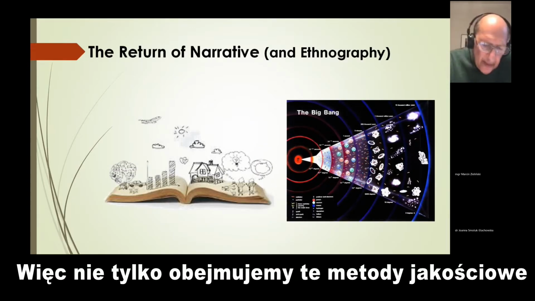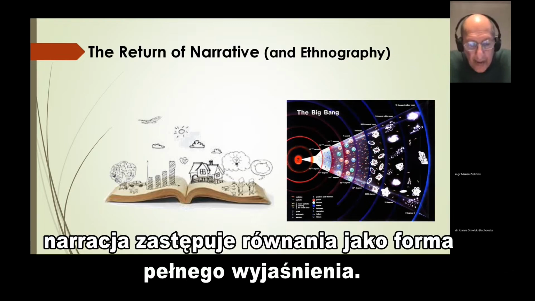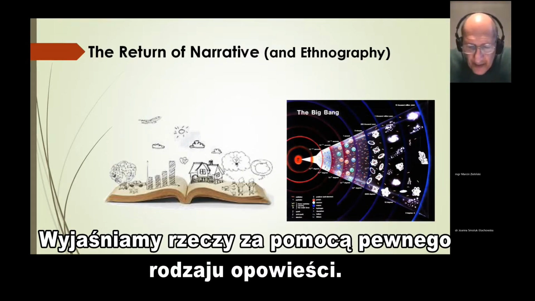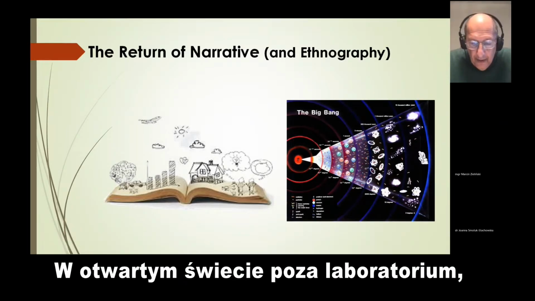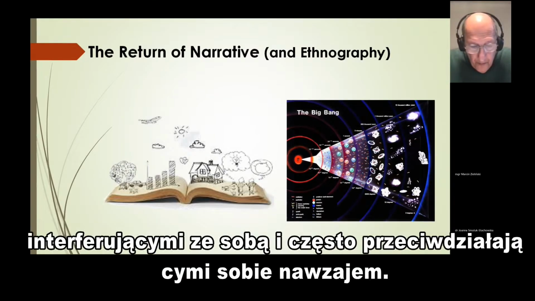So not only do we recover these qualitative methods, we also recover something else with CR. With critical realism, narrative replaces equations as the form of a full explanation. We don't explain things with an equation anymore. We explain things with a kind of a story. In the open world outside a laboratory, you have many things with many mechanisms operating at once, interfering with each other, and often counteracting each other's effects.